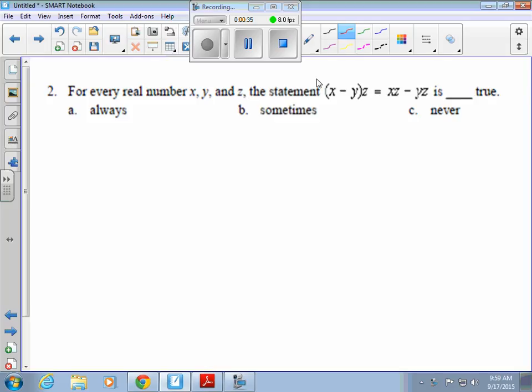For every real number x, y, and z, the statement x minus y times z is equal to x times z minus y times z is always, sometimes, or never true. What's going on here is z is multiplying by x to give you zx, and z is multiplying by negative y to give you negative yz. That is always true. That is just a distributive property. Again, always true.